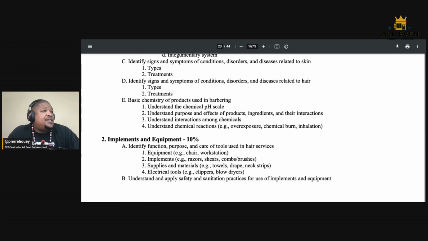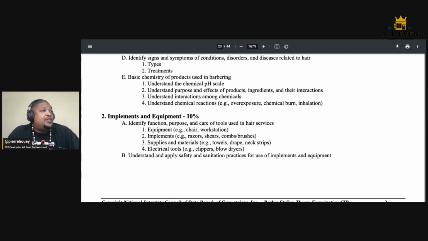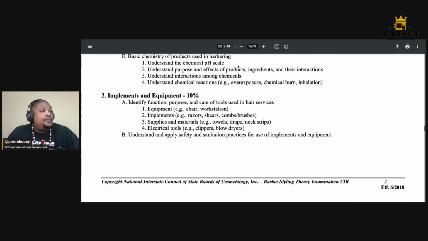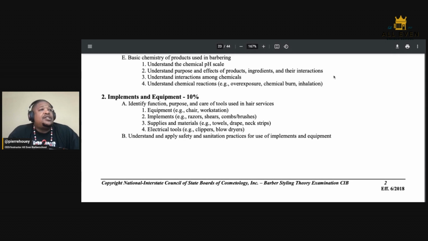C, identify signs and symptoms of conditions, disorders, and diseases related to skin. The types, the treatments. That's pretty self-explanatory. D, identify signs and symptoms of conditions, disorders, and diseases related to the hair. Same thing as previous, types and treatments. And then E, basic chemistry of products used in barbering.